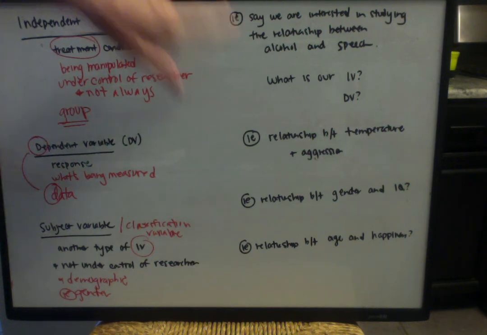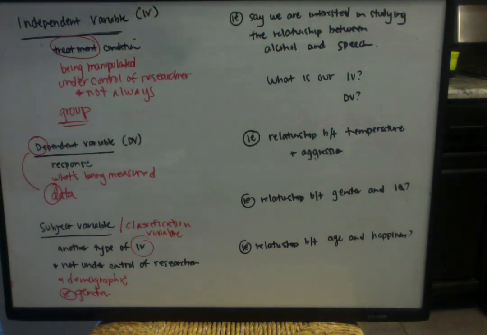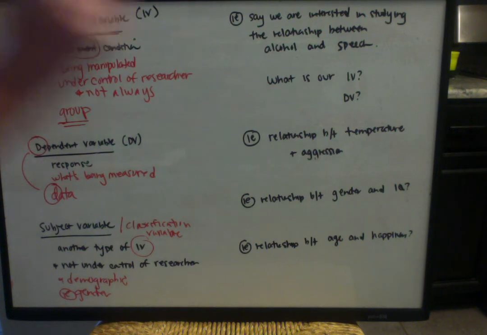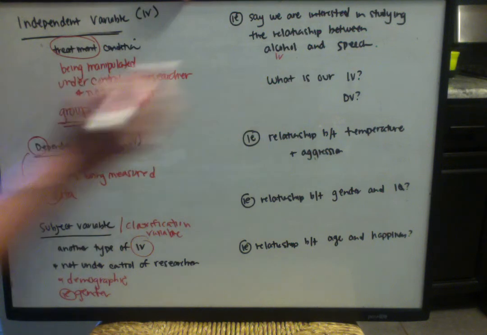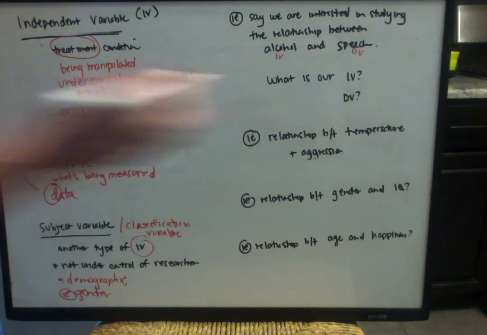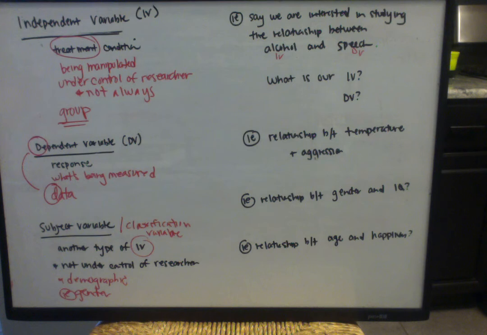To try to apply these, I have a few examples. First, let's imagine that we're interested in studying the relationship between alcohol and speech. Which one of those variables do you think is the treatment and which one is the response? Hopefully you have figured out that alcohol is the independent or the treatment condition, and speech is the response or the dependent variable.